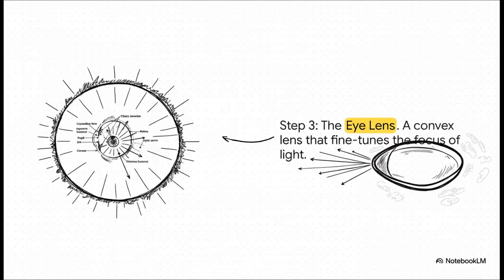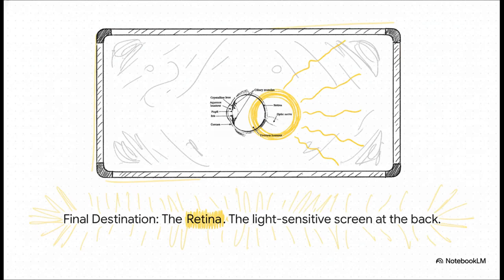After the pupil, the light hits the main eye lens, also known as the crystalline lens. This is a convex lens, and it's made of a special jelly-like material. Its job is to do the final fine-tuning of the focus, to make sure the light rays land perfectly at the back of the eye. And finally, the light reaches its destination, the retina. The retina is a very delicate membrane at the back of the eye. The easiest way to think of the retina is to think of it as the screen inside the eye, where the picture is finally formed.